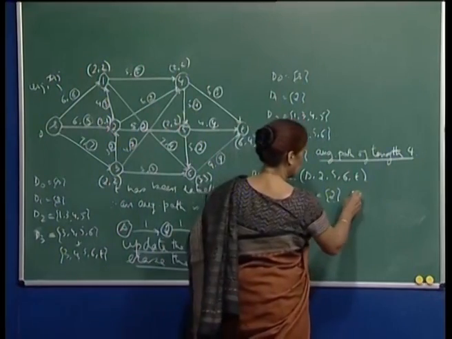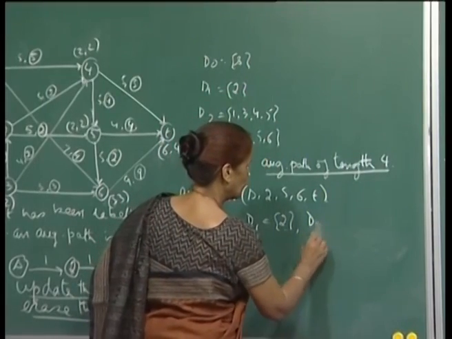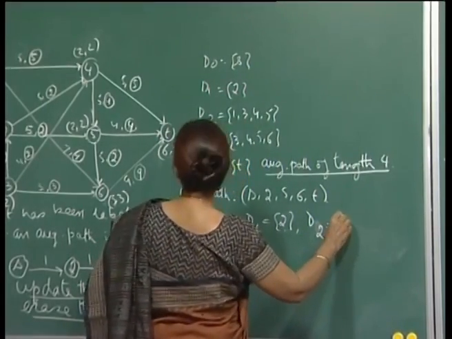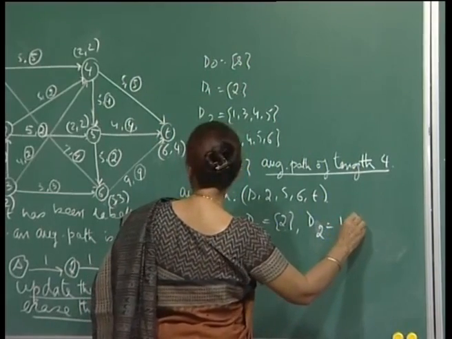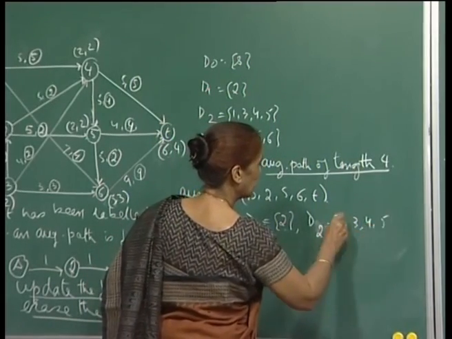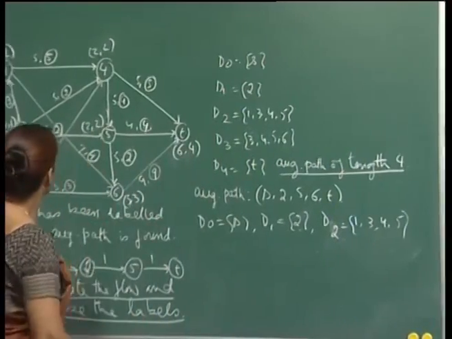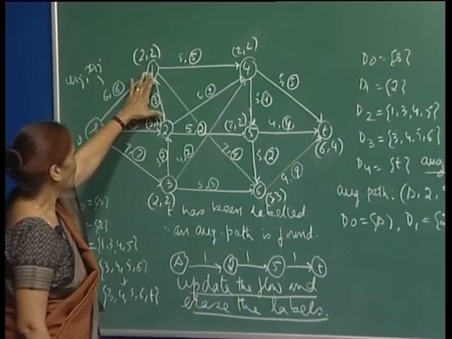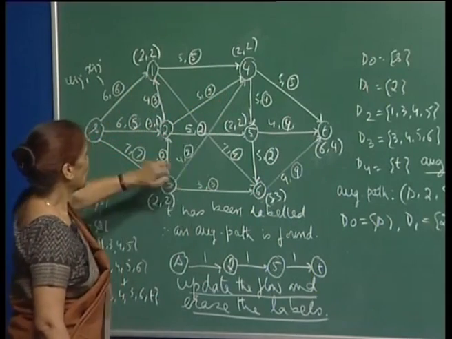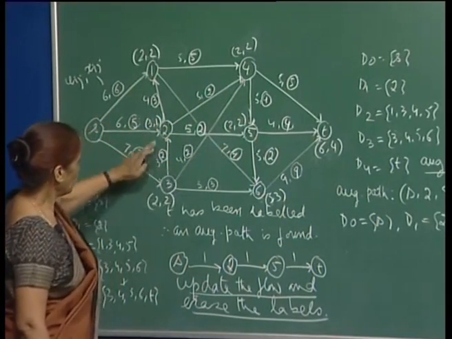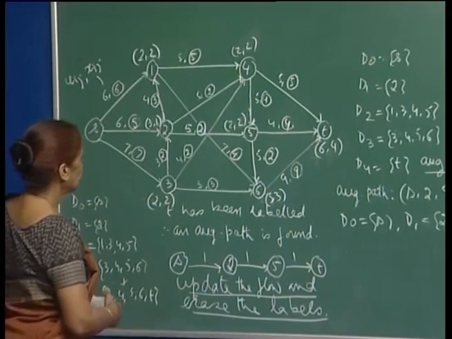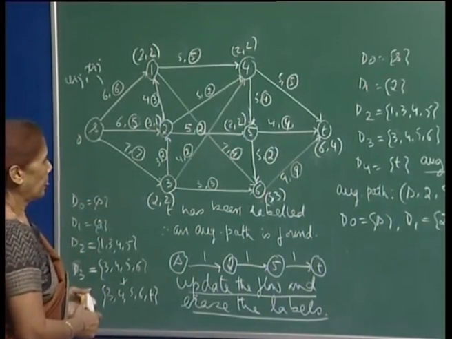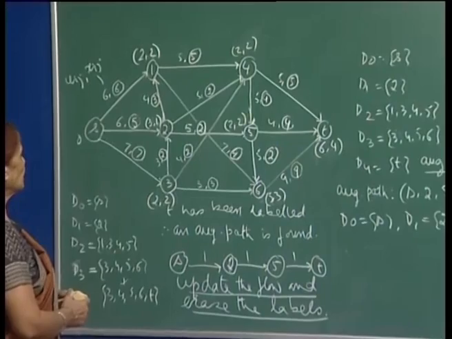That means your D3, D2 is again 1, 3, 4 and 5, because all these numbers are labeled from 2. You are able to label 1, you are able to label 4, 5 and 3, because here again this is it, right. Fine.